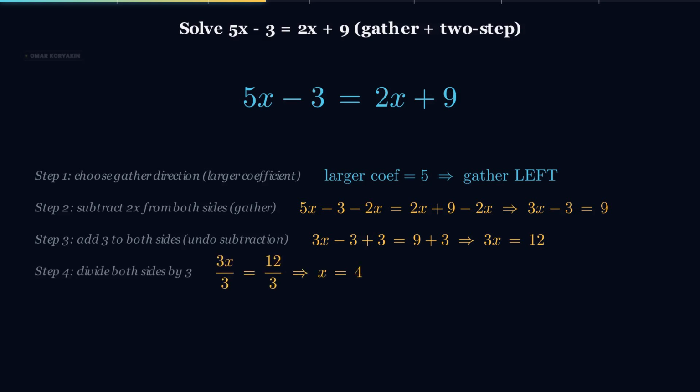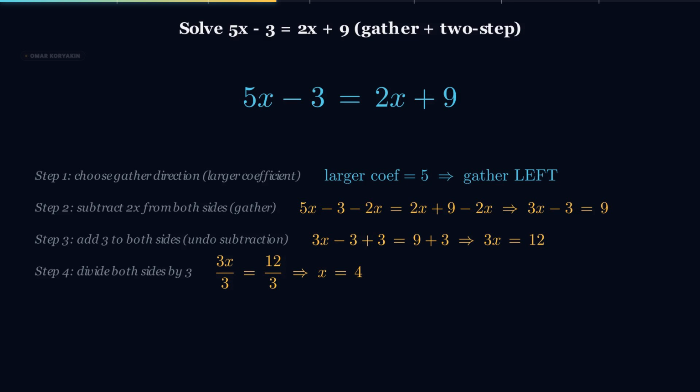Step 4. Divide both sides by 3 to undo the multiplication. The left side becomes 3x divided by 3, which simplifies to x. The right side becomes 12 divided by 3, which equals 4. The solution is x equals 4.